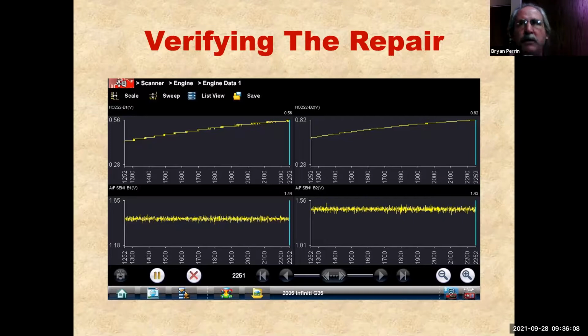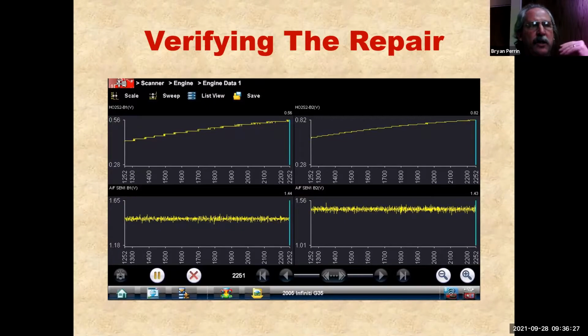Because I really suspected I had a bad cat converter, but I really wanted to make 100% sure I didn't miss anything. So part of learning sometimes is bringing the customer in and letting them know, look, this is what I think, this is what I see, this is what the factory recommends. This is $200, this is $1,500. What do you want to do?